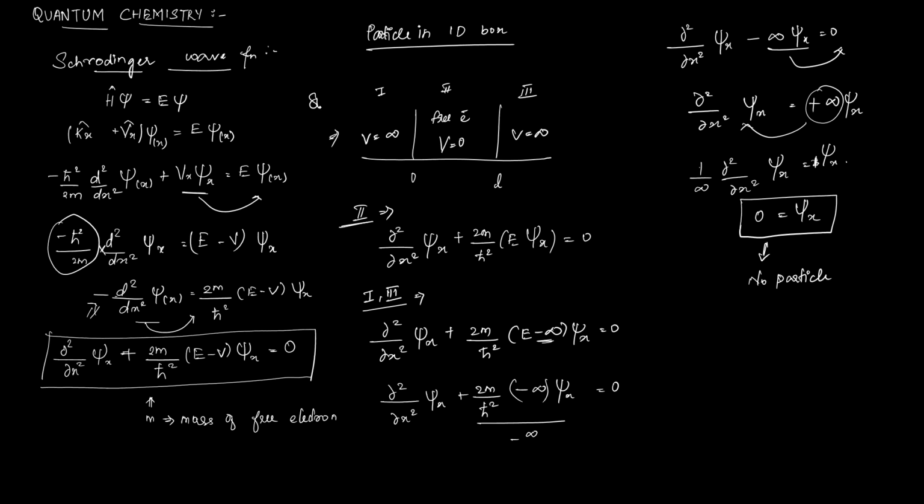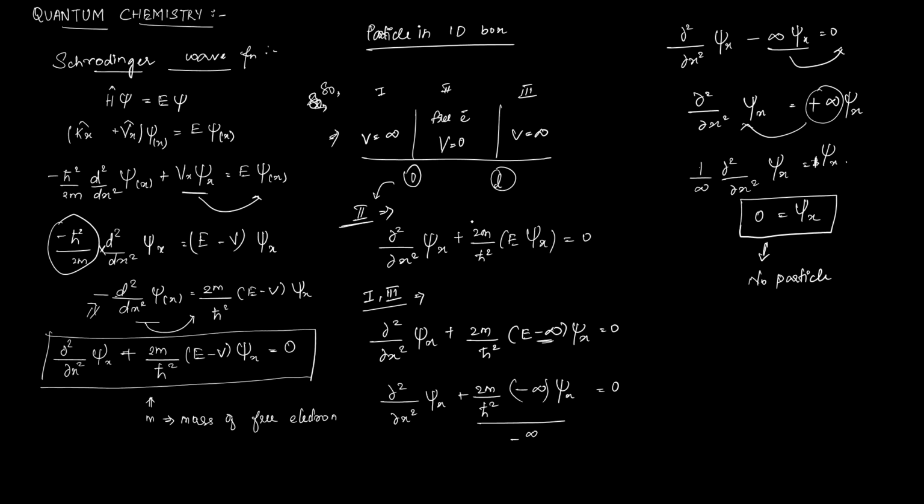Okay, so now we'll substitute the boundary conditions x equal to 0 and x equal to L in your second region. Okay, so let's see. First, let me rewrite the equation. In the equation, we have your h cut value, right? So h cut is equal to your h by 2 pi.